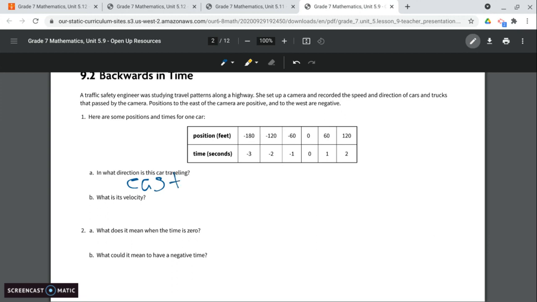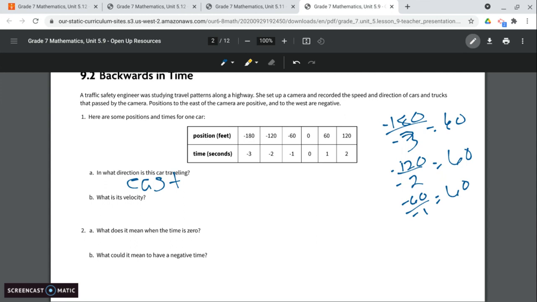What is its velocity? So if we take the negative 180 and divide it by negative 3, we get a positive 60. If we take negative 120 and divide it by negative 2, we get positive 60. If we take negative 60 divided by negative 1, we get 60. So guess what? Our velocity is 60 feet per second.